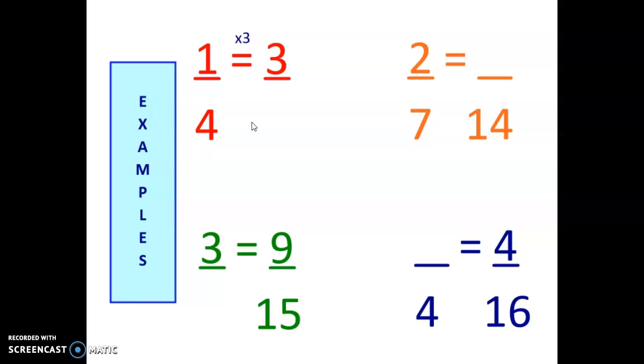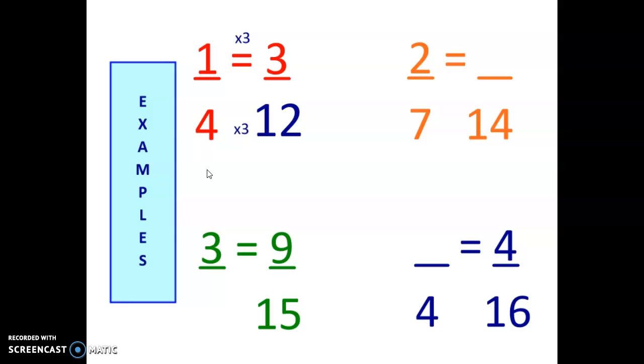The rule with fractions is whatever I do to the top, I must do to the bottom as well. So if I've done 1 times 3 to make 3 on the top, I must do 4 times 3 to get my answer on the bottom. What is 4 times 3? Use your times tables grid if you don't know. That's correct. The answer is 12. So that is my numerator and denominator, 3/12. That means that the fraction 1/4 is the same as 3/12. They are equivalent fractions.